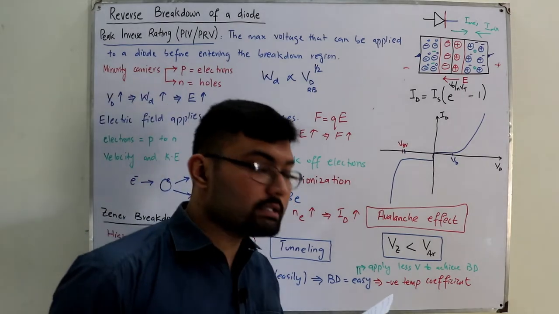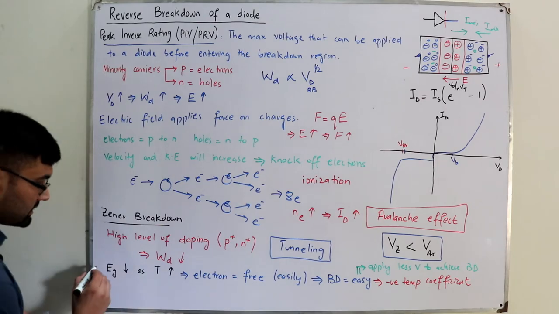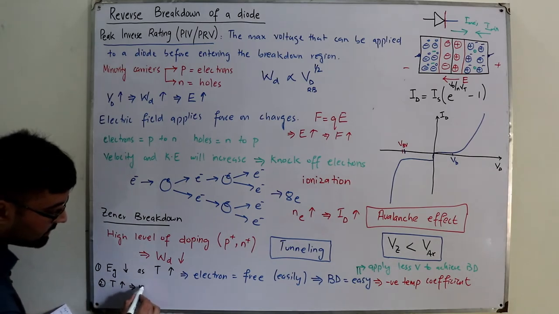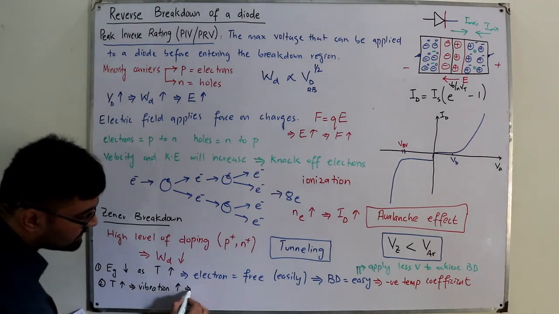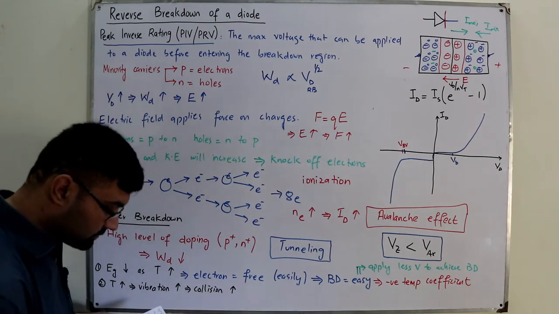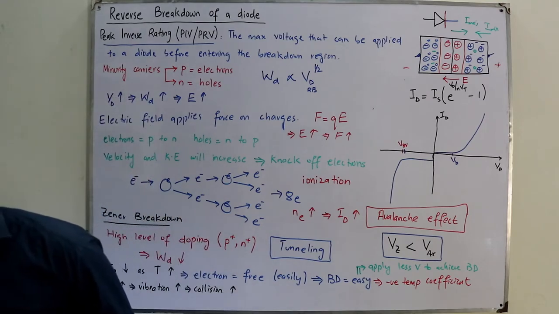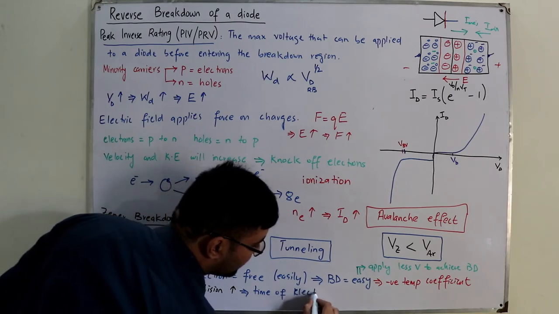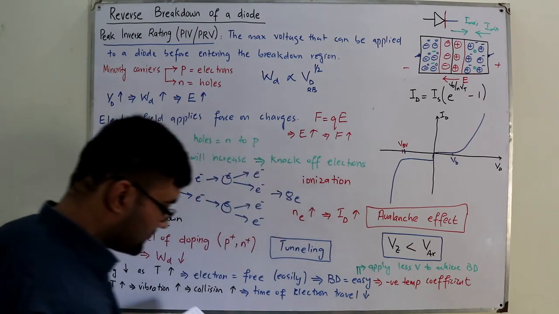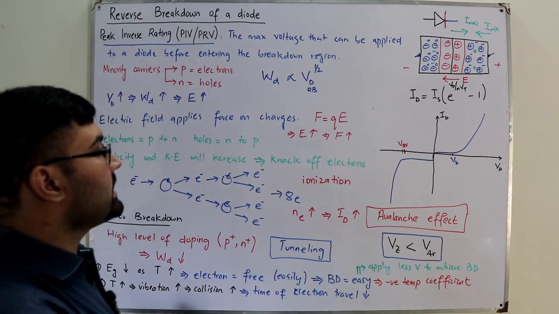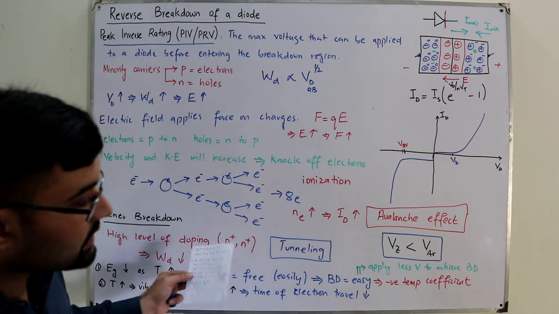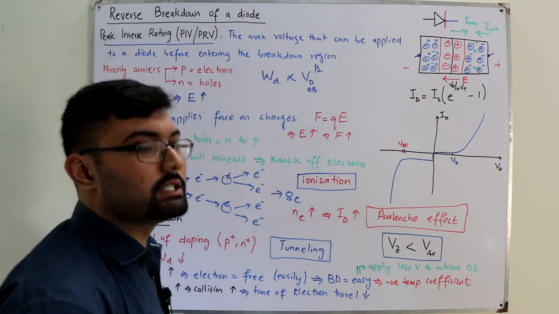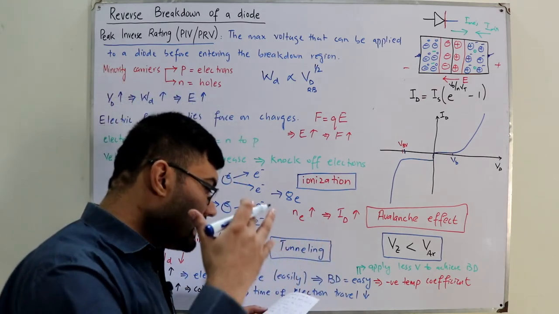Similarly, when the temperature increases, the vibration of the atoms would increase. This is case number one. Case number two is that if you have the temperature increase, this would imply that the vibration increases. And if the vibration increases, this means that the collision increases. And if the collision increases, this means that the time for which the electrons travel would decrease. Time of electron travel would decrease, right? So if this decreases, this means that the kinetic energy is decreasing, the overall speed is decreasing, so the ionization process is decreasing, which means the breakdown voltage is not being achieved. The breakdown region is not being entered, right?